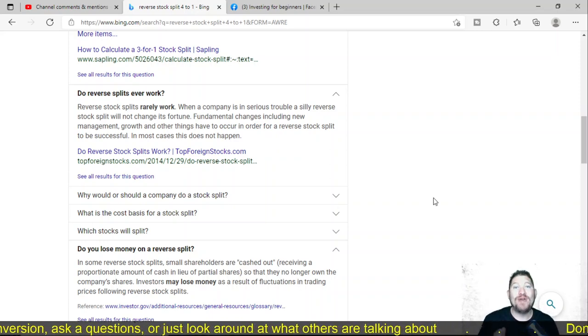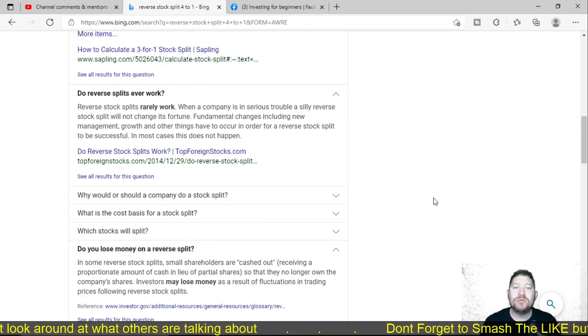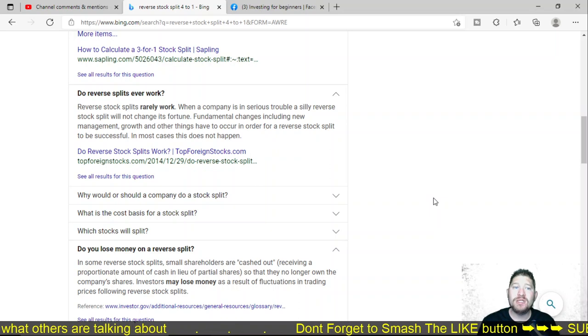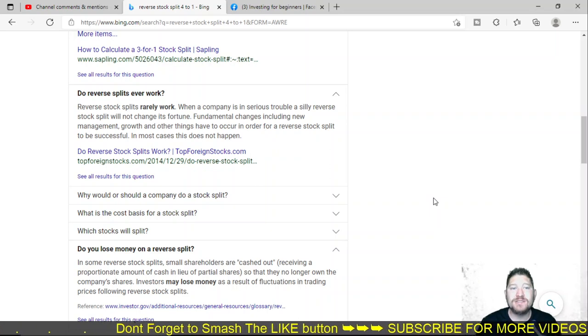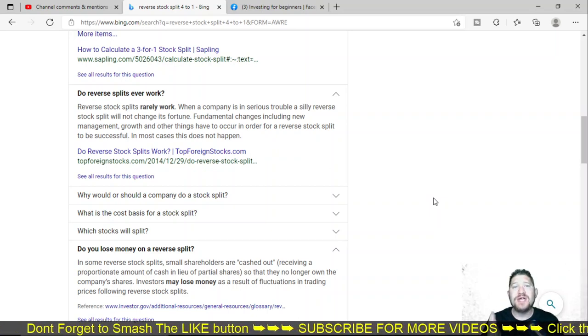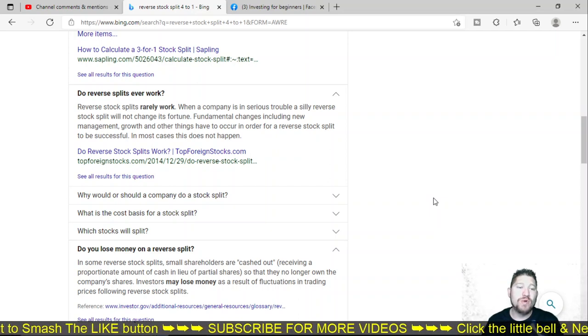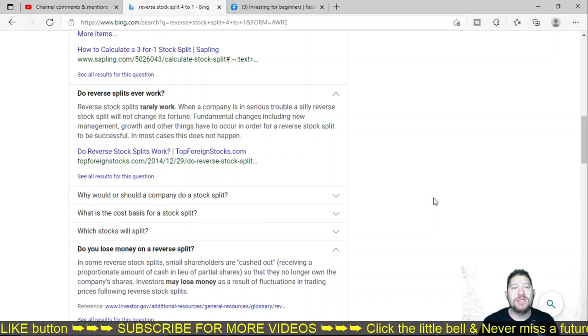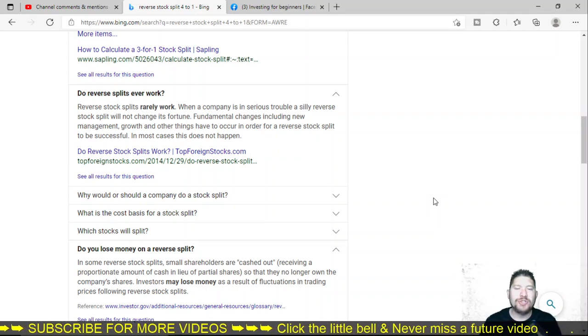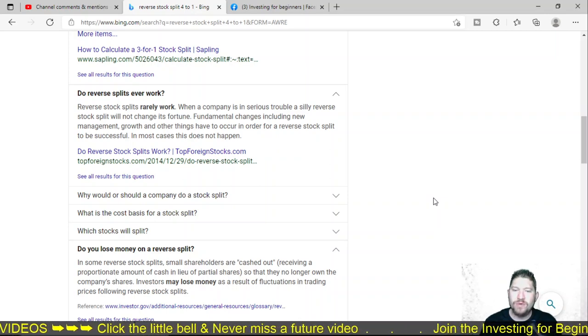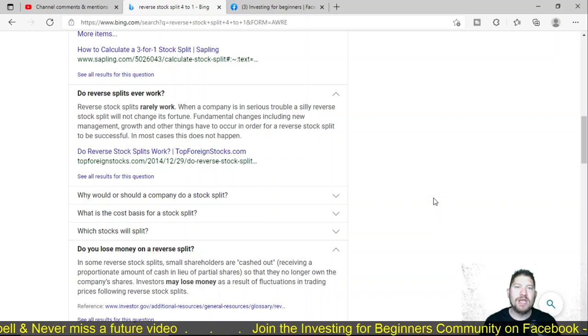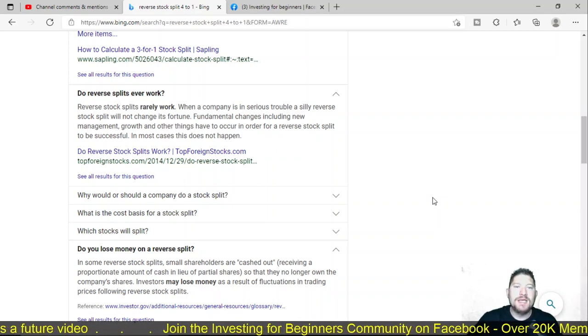A reverse stock split rarely works when a company is in serious trouble. Fundamental changes, including new management, growth, and other things, have to occur in order for this to be successful. And in a lot of cases, this does not happen. Now, there have been a couple cases where it did work out. You could Google it. I did a small search earlier, and it said that I know Apple had done one recently, and Xerox did one recently. And I can't remember the other company who did one recently, but they are all still on the market, and it ended up working for them.